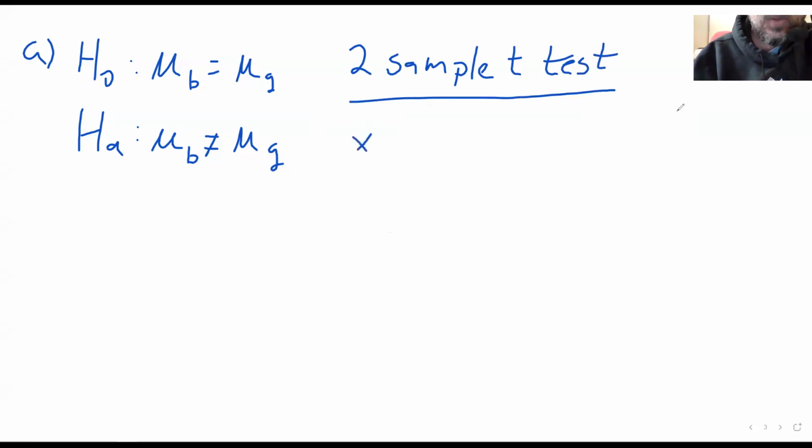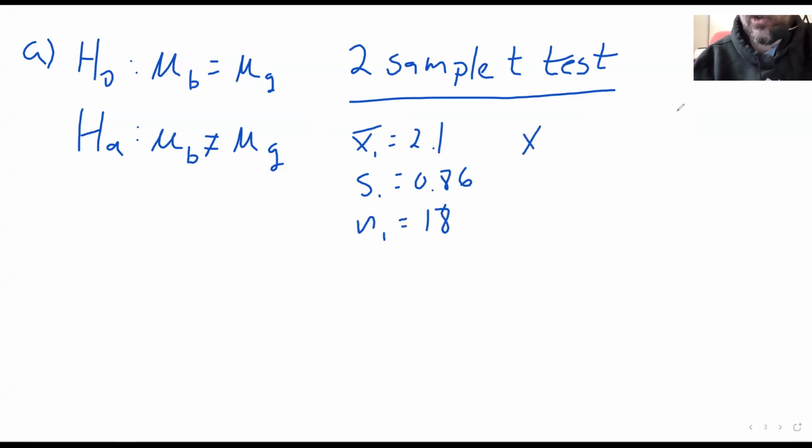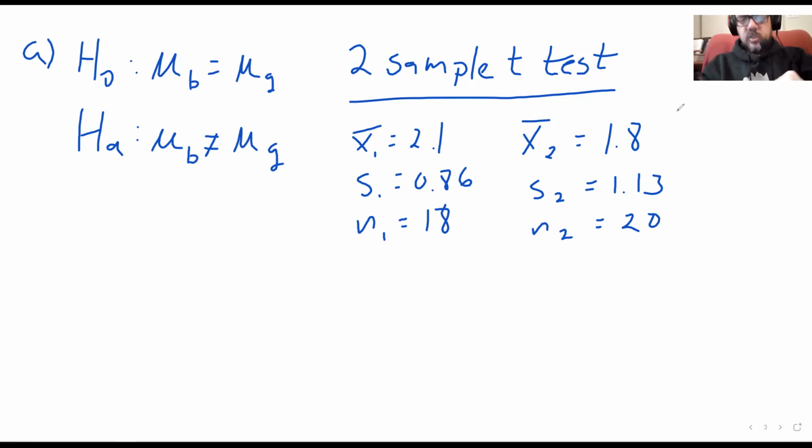Test x1 bar equals 2.1, s1 equals 0.86, n1 equals 18, x2 bar equals 1.8, s2 equals 1.13, and n2 equals 20, right? And so if you show me that on your test or your homework or whatever, I know what you've done, right? And then you can just kind of say the p-value, right?